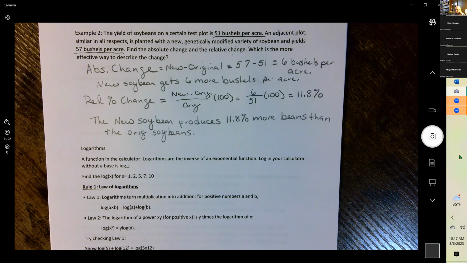Any questions on that? So absolute change just shows you how much more or less of the same units. Relative percent change gives you a percent or a rate, depending on how you want to write it, and tells you more about it. If your units are different, or maybe you're talking about oranges and apples, percents work better. So it just depends on how different they are, size-wise, product-wise. Any questions on that?